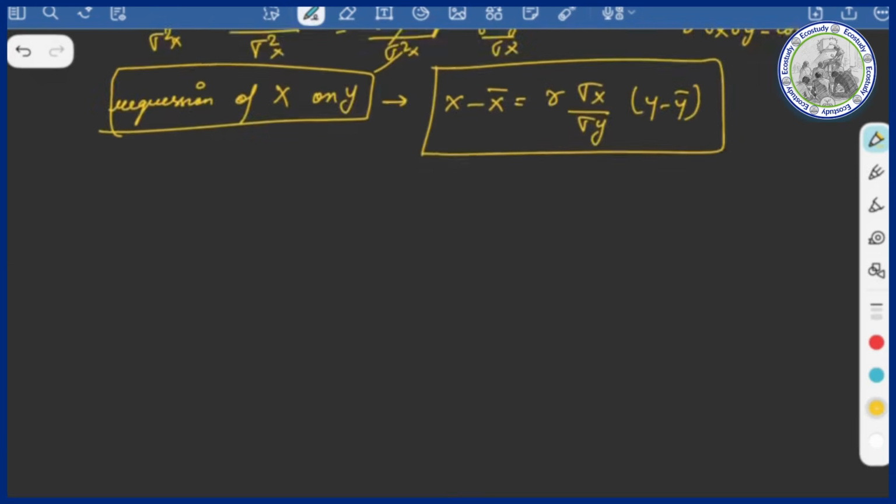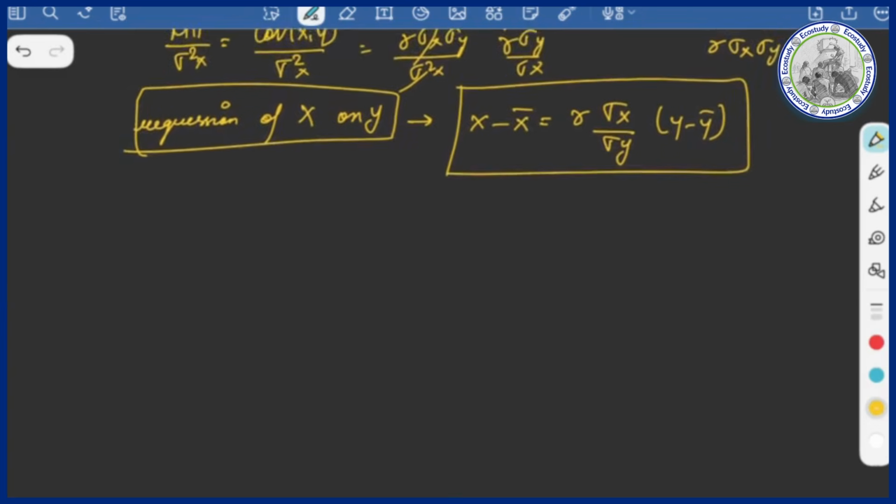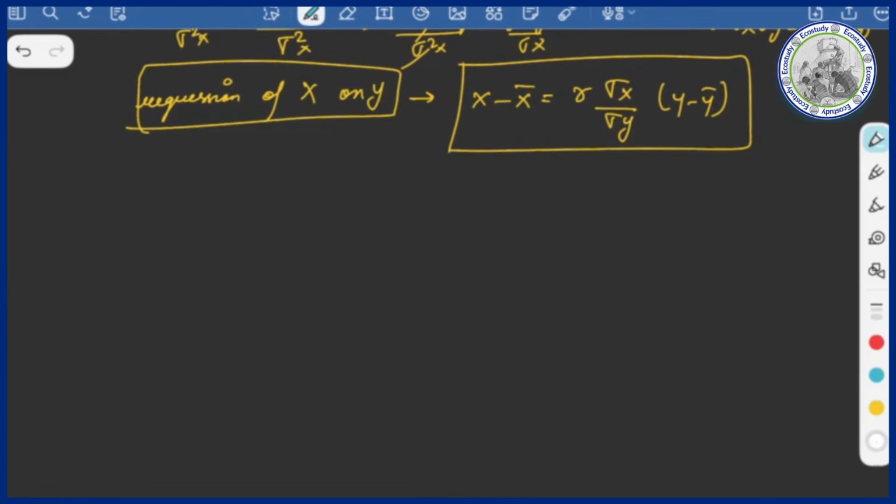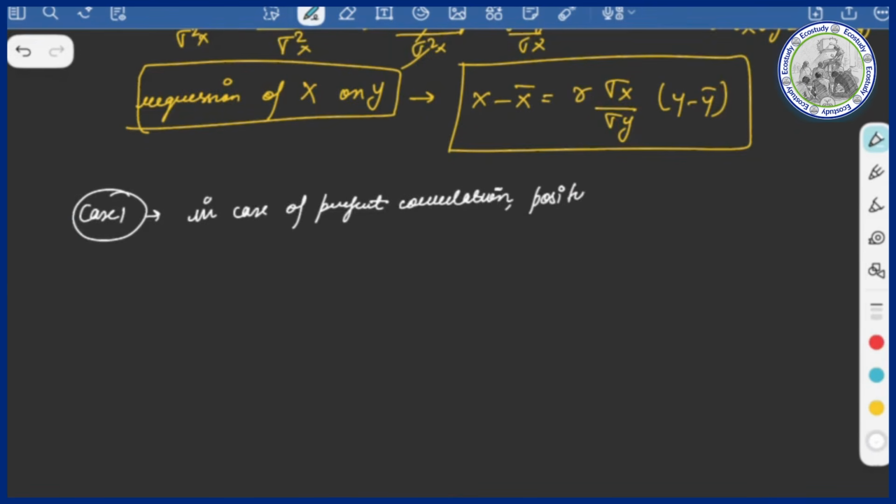Okay, now there are some particular cases. Case 1: in the case of perfect correlation. What is perfect correlation? That is positive or negative, that is r is equal to +1 or -1.